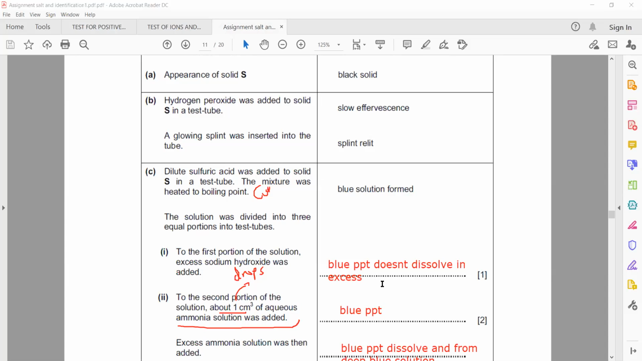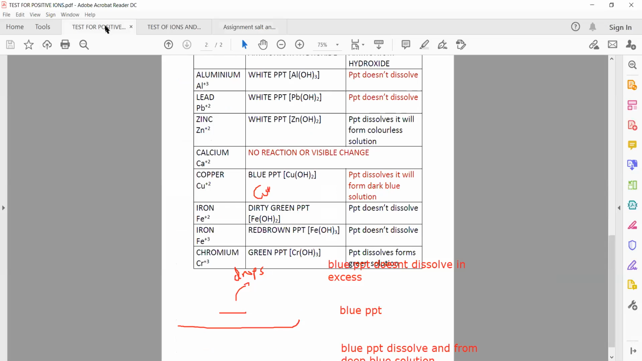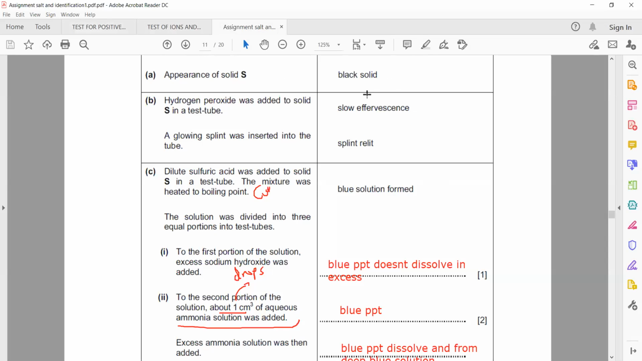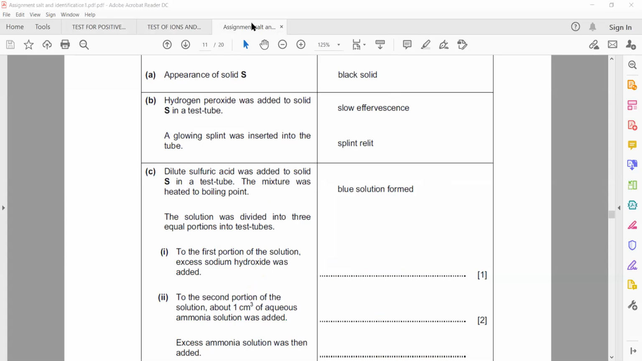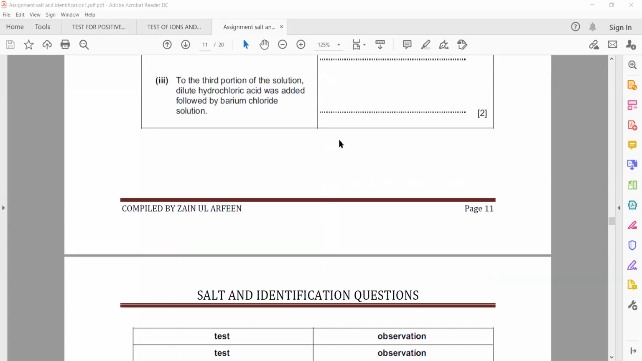Is the idea clear till now? Yes, sir. Same way, it's totally about your memorization. When you memorize this table, you don't find this question difficult, because if you directly recognize what the result could be, you just have to write the result here.